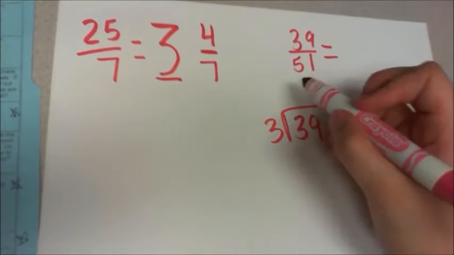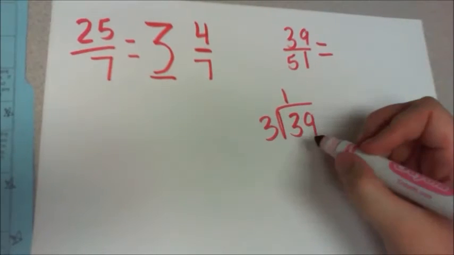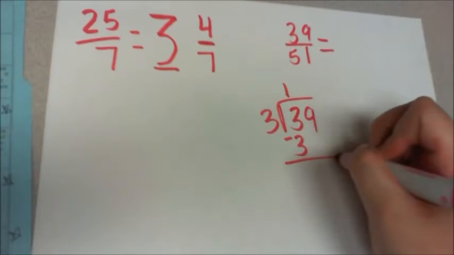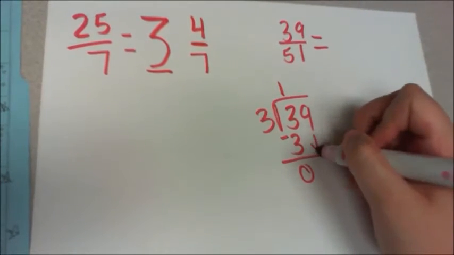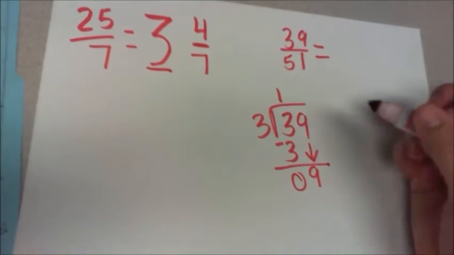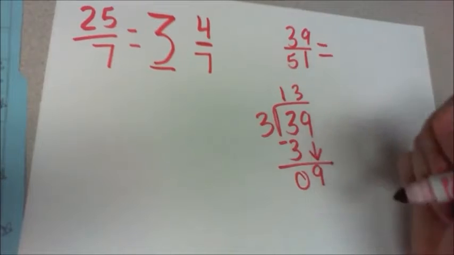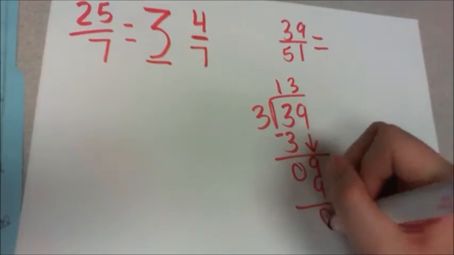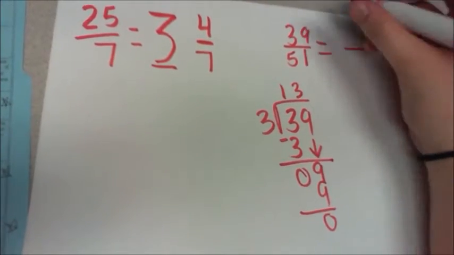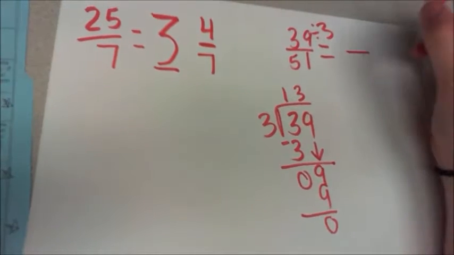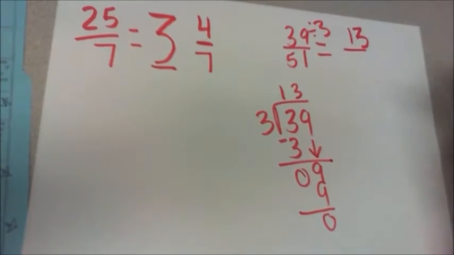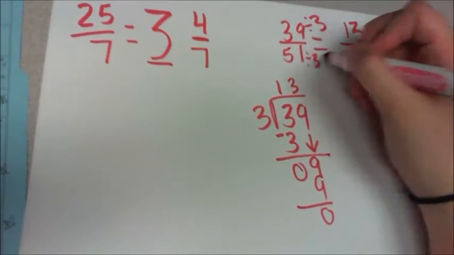3 goes into 3 one time. 1 times 3 is 3. Subtract, bring down the 9. 3 goes into 9 3 times. 3 times 3 is 9. We get down to 0, which means our top number when we divided by 3 gave us 13. Now let's find the bottom number.